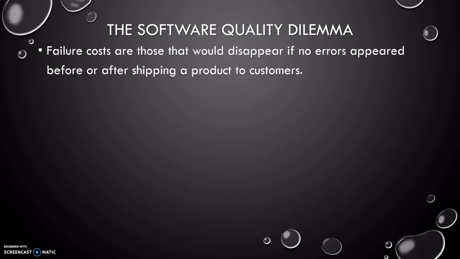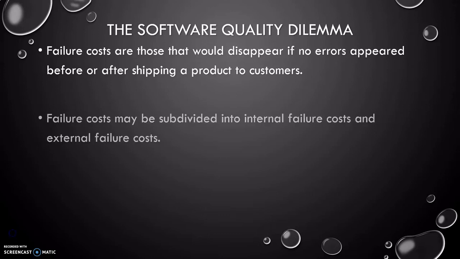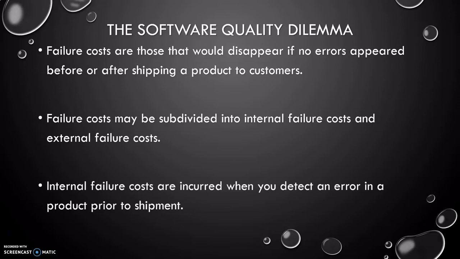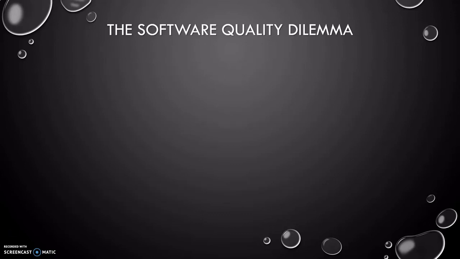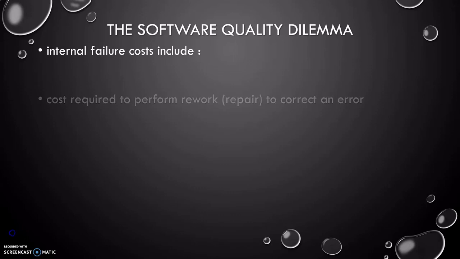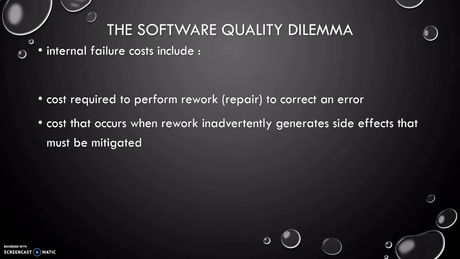Then we have the failure cost, which would appear if errors appeared before or after shipping a product to customers. Failure cost may be subdivided into internal failure cost and external failure cost, where internal failure costs are incurred when you detect an error in a product prior to shipment. Before shipment, if we encounter an error, that is known as internal failure cost. These include costs required to perform a repair to correct an error, or costs that occur when rework inadvertently generates side effects that must be mitigated. See, when we rework on it, there may be some side effects which affect the software.